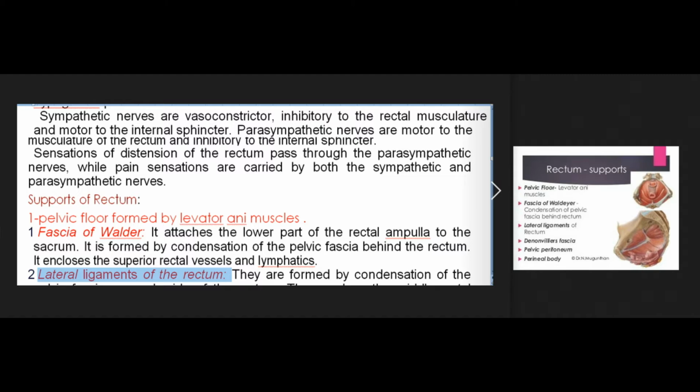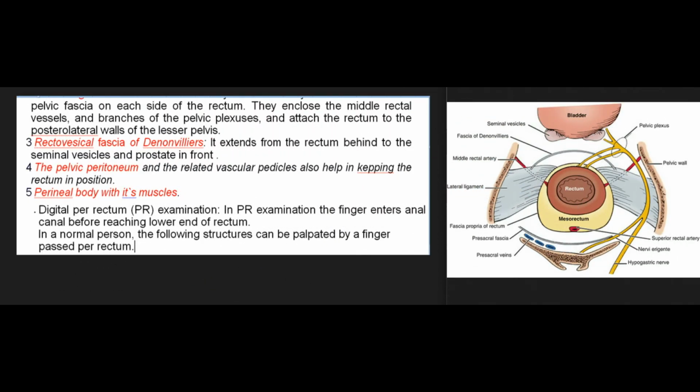3. Lateral ligaments of the rectum. They are formed by condensation of the pelvic fascia on each side of the rectum. They enclose the middle rectal vessels, and branches of the pelvic plexuses, and attach the rectum to the posterolateral walls of the lesser pelvis. 4. Rectovesical fascia of Denonvilliers. It extends from the rectum behind to the seminal vesicles and prostate in front. 5. The pelvic peritoneum and the related vascular pedicles also help in keeping the rectum in position. 6. Perineal body with its muscles.